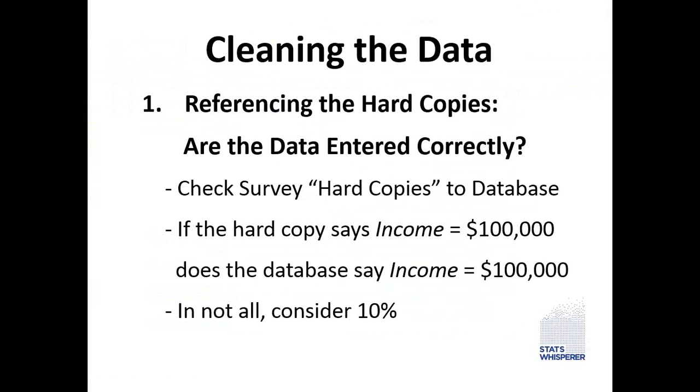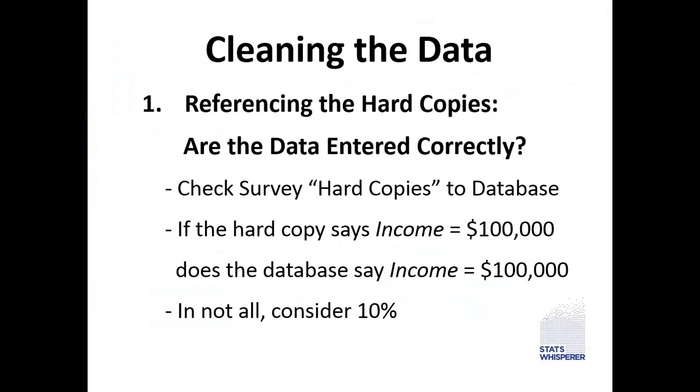So for example, if I have the hard copy that we mentioned, and it says, for study participant 1, on the actual physical paper, income equals 100,000. Then we look within our SPSS database and see, for study participant number 1, is there $100,000 in the income cell? And we just do that across the board and look at every item and see if the correct data are in the database for that study participant.